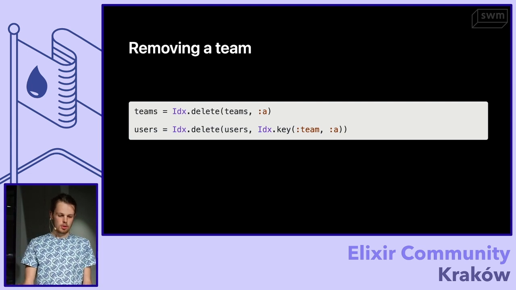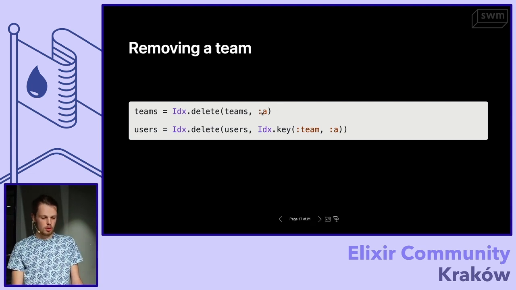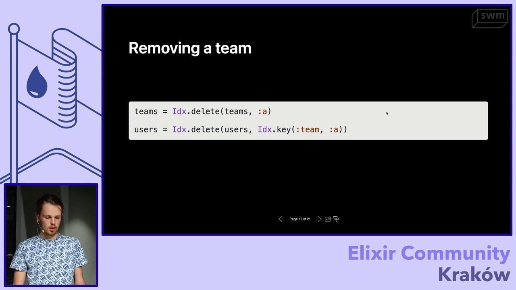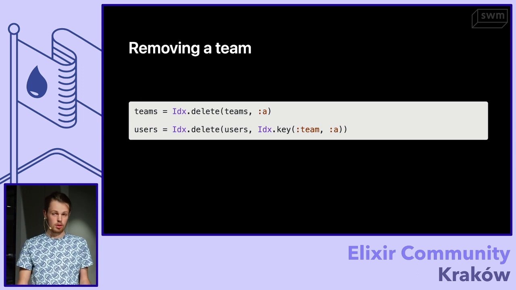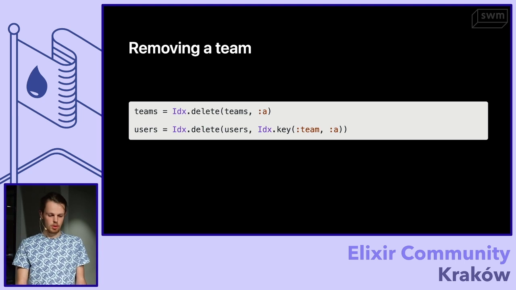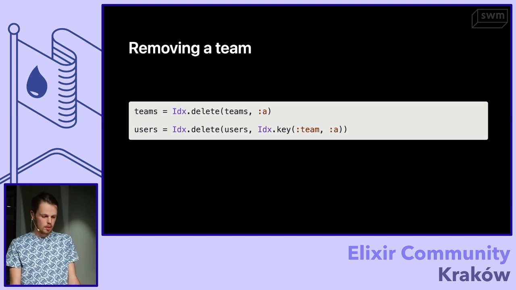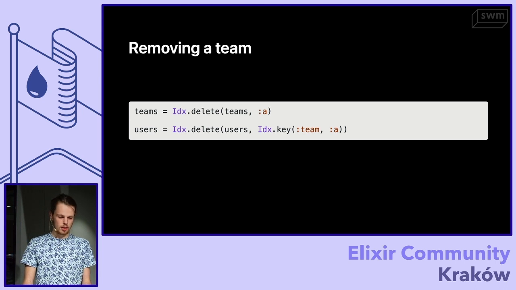So let's see how this would look for removing a team. So we can do IDX delete. If the teams were also IDX, we can just remove a team from there. And we can remove all users that are supposed to be removed because they are in the team. This is of course some business logic choice. We could, for example, assign them to another team or do whatever. But let me stick to that scenario, and see what happens if we actually forgot to delete users that are in a particular team.